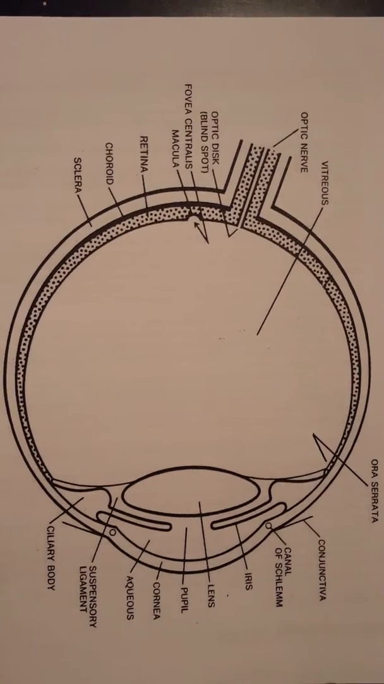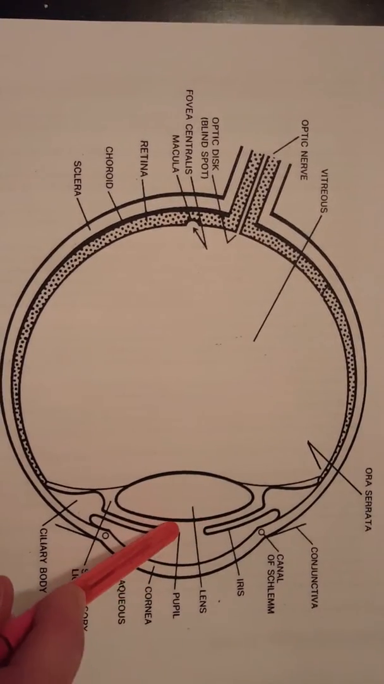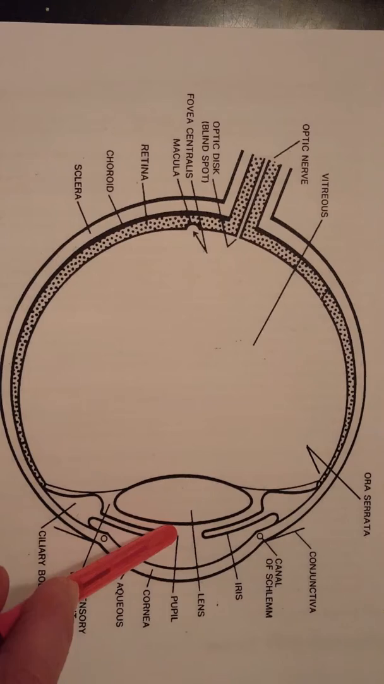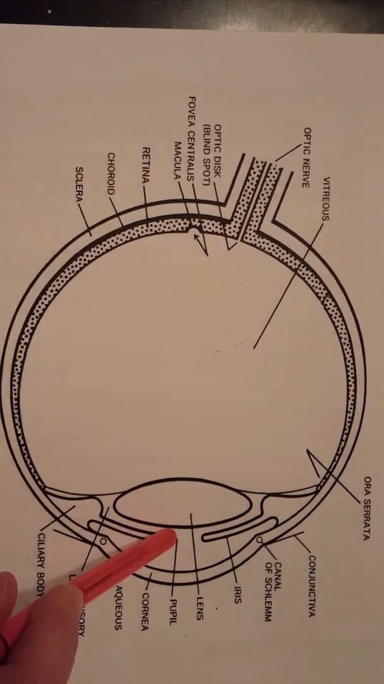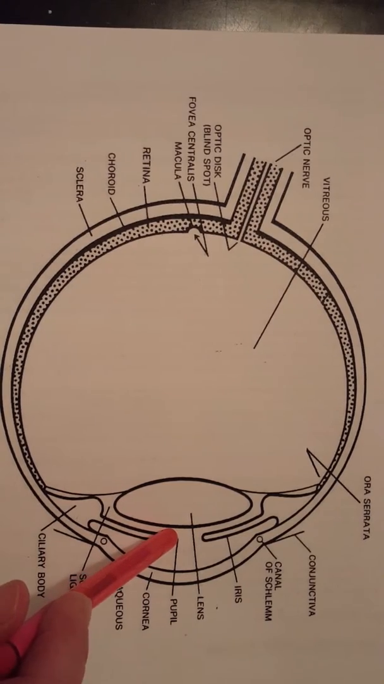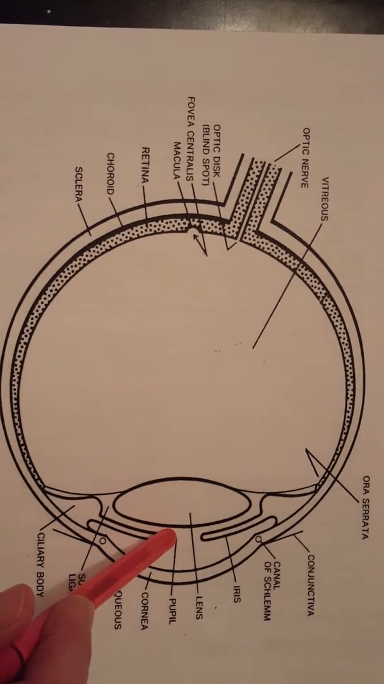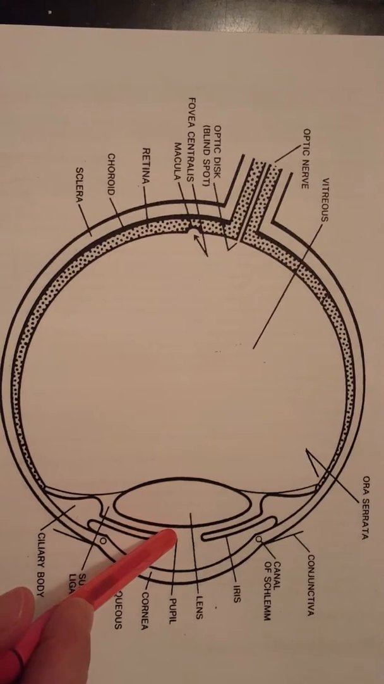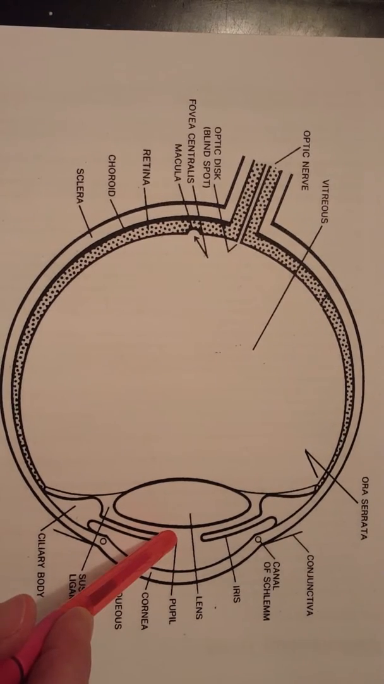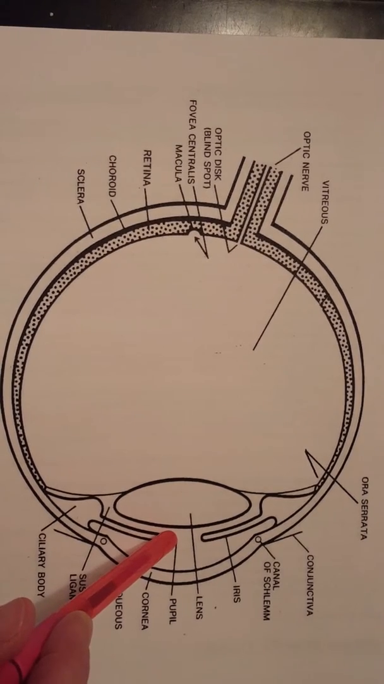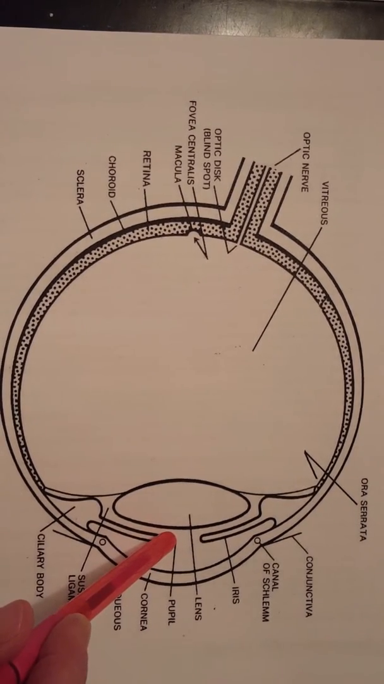The next one is the pupil. Right here is the pupil, and light enters the lens through an opening called the pupil. The pupil is a hole in the center of the iris. The iris works with the pupil to control the amount of light that enters the eye. The iris contracts and dilates involuntarily and changes the size of the pupil. The whole job of the iris and the pupil is to control the amount of light that gets into the eye. You've probably noticed that a person's pupils are smaller in bright light and bigger in low light.